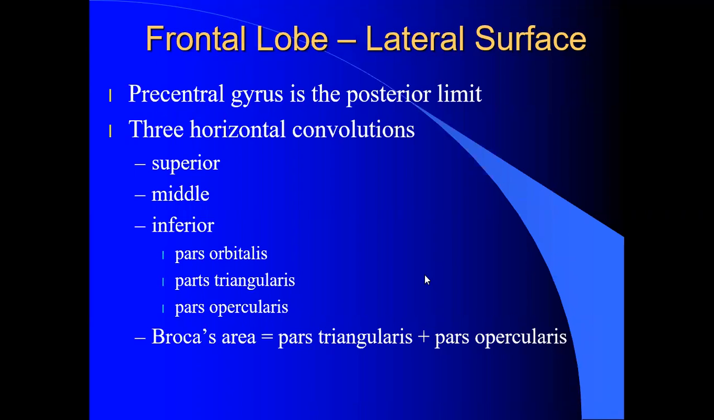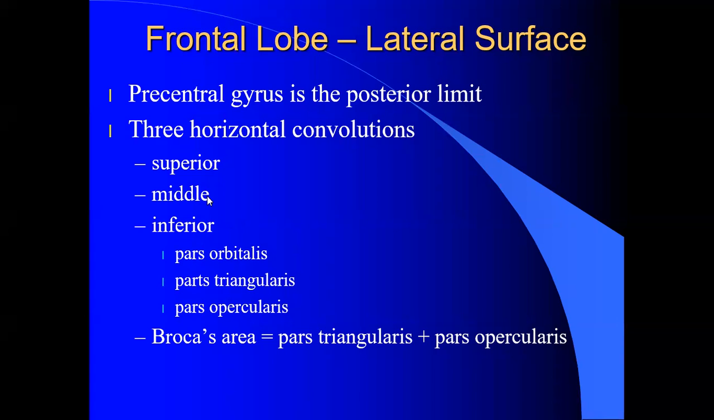Okay, now let's look at frontal lobe. We're going to look at similar pictures, but now we're going to look at the frontal lobe in these pictures. Again, this whole lecture is just looking. The precentral gyrus is the posterior limit of the frontal lobe. You have three horizontal convolutions, the superior, middle, and inferior, not surprisingly. And the inferior is of great interest to us.